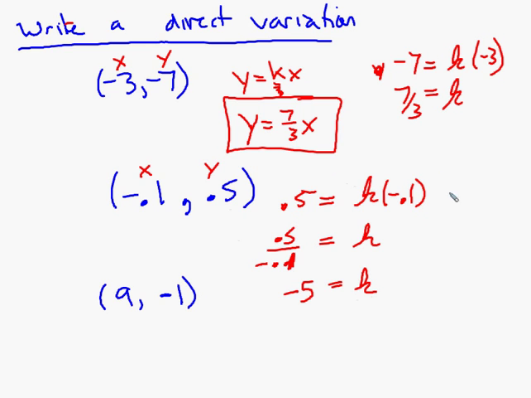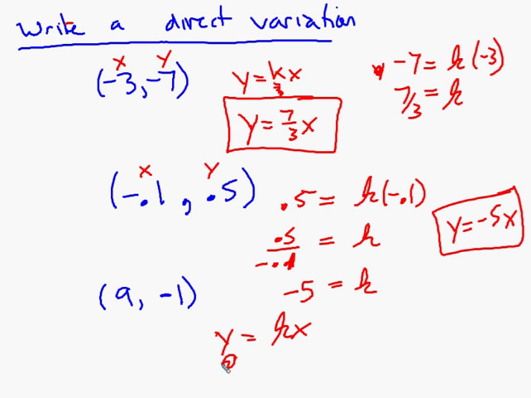I'm not done. It said to write the direct variation. So y equals negative 5x. It might come out to a decimal or a weird fraction. That's okay. You get what I'm doing? It's just the same formula over and over again. It's just a variety of different questions to answer it.